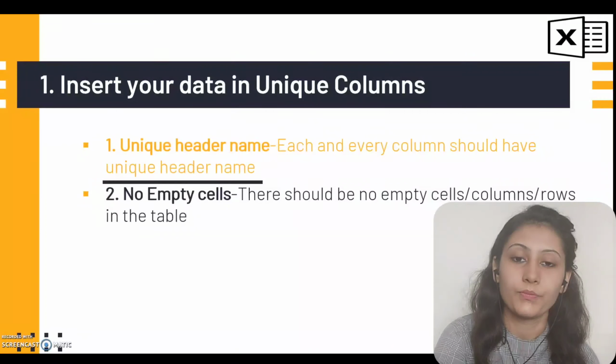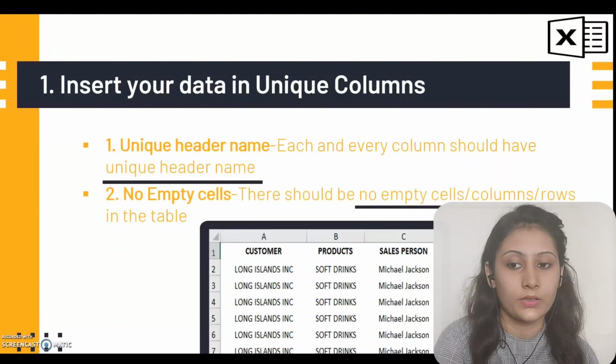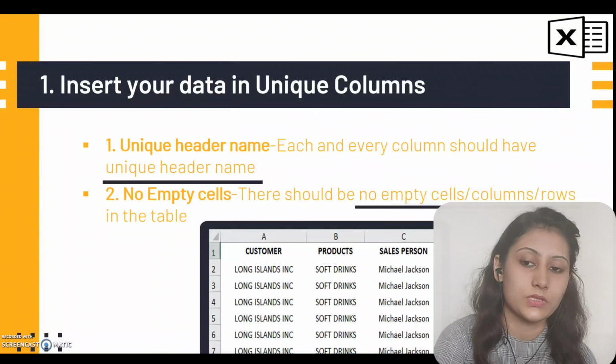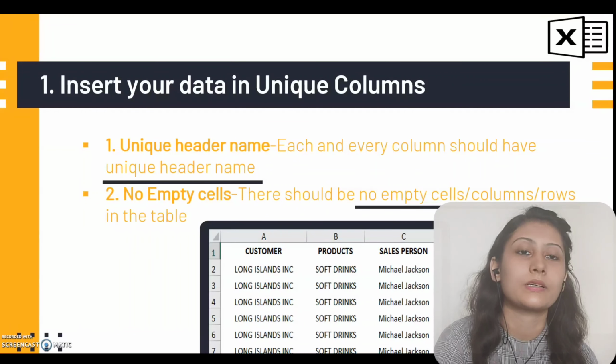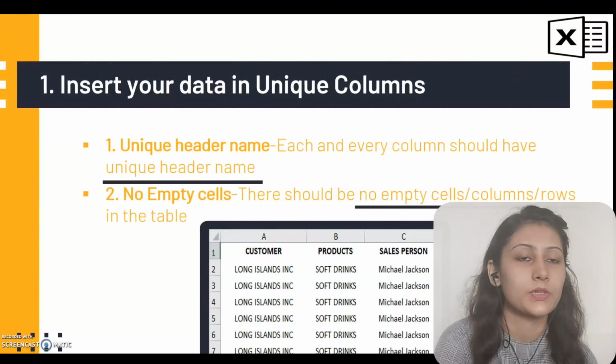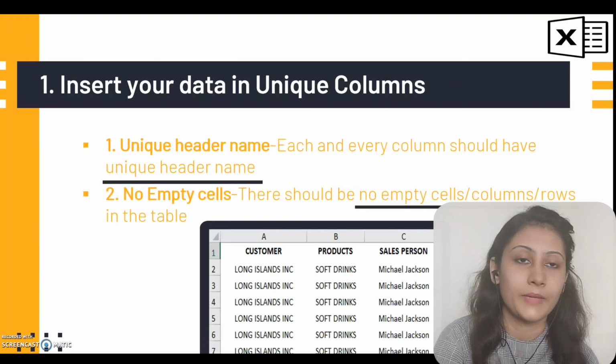Here you can see in the image given below that there is a customer column, product column, salesperson. So customer name is written, product name is written, for example soft drinks, and the salesperson who has sold that product is written. So in this way you can create a table and you can make a pivot table.